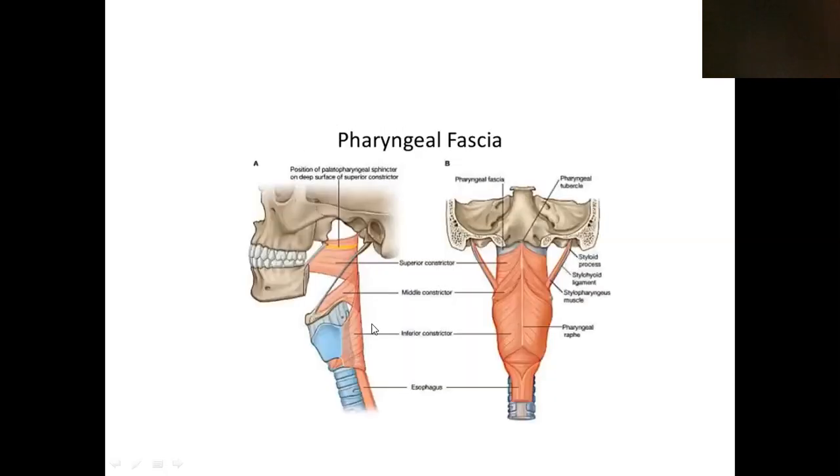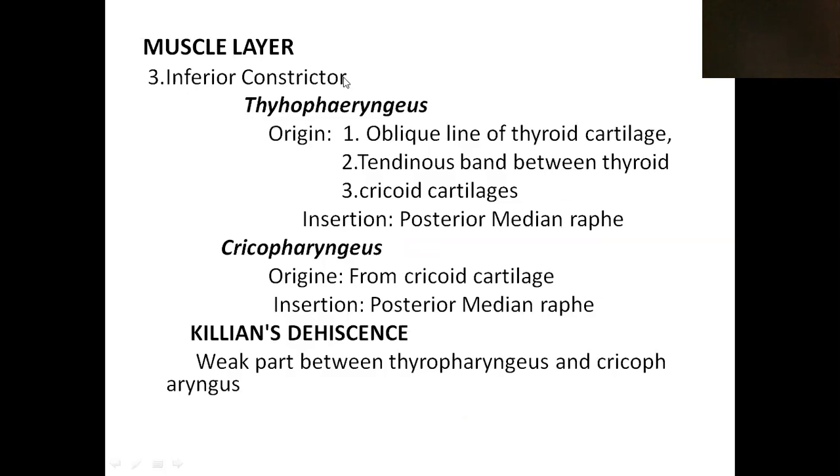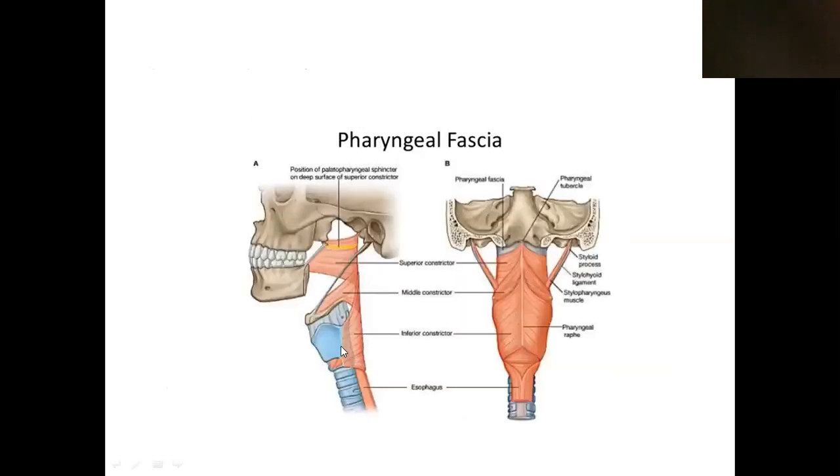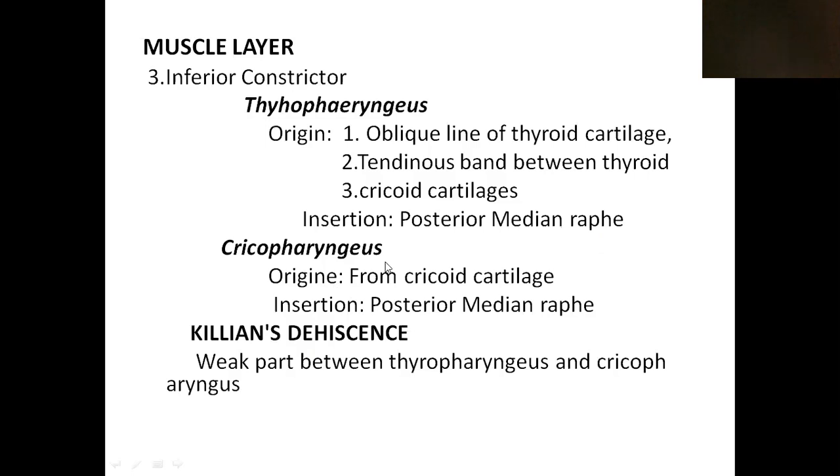Then the inferior constrictor muscle. See, some fibers of this inferior constrictor are arising from the thyroid cartilage, or Adam's apple. Those fibers are known as thyropharyngeus. Then the remaining fibers are arising from another cartilage, known as the cricoid cartilage. Those fibers are known as what? Cricopharyngeus. So the inferior constrictor muscle has two parts: thyropharyngeus and cricopharyngeus.